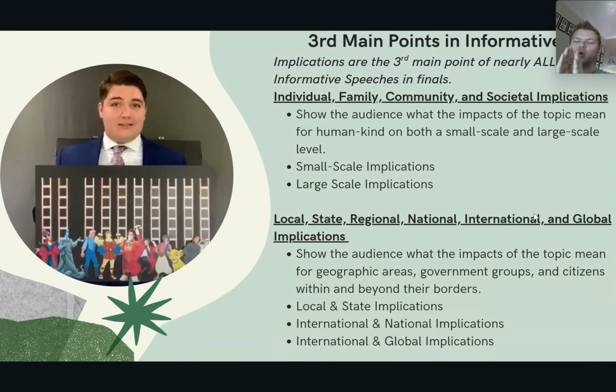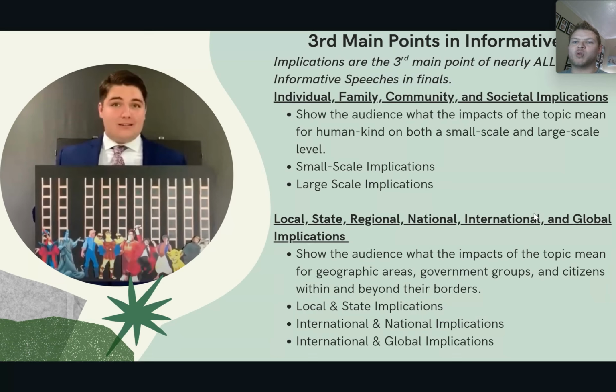So now let's talk about the other side of implications, which isn't just are they good or bad, but how many people they are affecting from the top down? So you can focus on smaller scale implications, or individual, community, family, and society. So show the audience what the impacts mean for humankind. Small scale implications usually mean where can the audience see the effects on themselves in the real world? How is the topic impacting personal development, building relationships, maintaining social cohesion? Whereas large scale implications often include the spillover effects of what happens when the topic affects individuals and families and they all compound together. And how does the topic connect or unite us or divide or separate us?